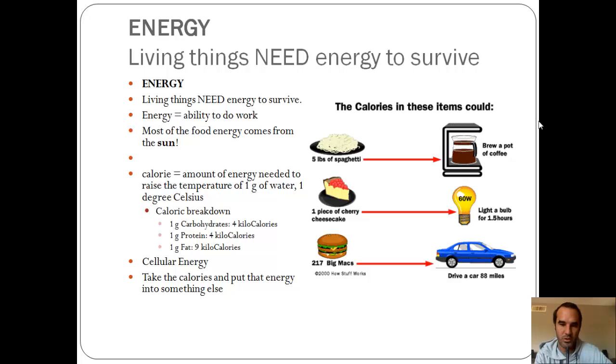That's why if you eat foods that are high in fat, you're going to get a lot of calories and tendency to gain weight. So if you eat fatty foods, it's not just you're getting fatter because you're eating fat. It's because of the energy inside of that fat. So anything that goes into your body, unless you burn those calories off, is going to get stored on your body as fat. And so we have cellular energy, and take those calories and put that energy into something else.